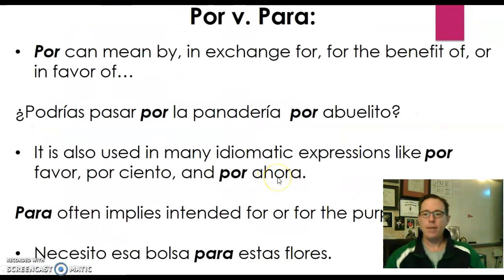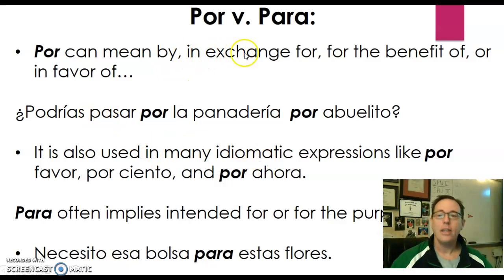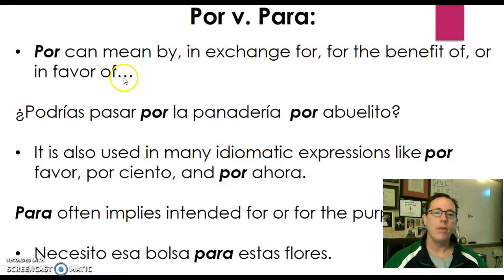Before we get into double object pronouns, let's talk about por versus para. Both of these words that you've learned have to do with the word for, or in order to do something. But they do have different connotations, and they have slight differentiations based on where they exist in different contexts. So, por can mean by, in exchange for, or for the benefit of, or in favor of, even though in English we'll use all of those sometimes as just the word for.